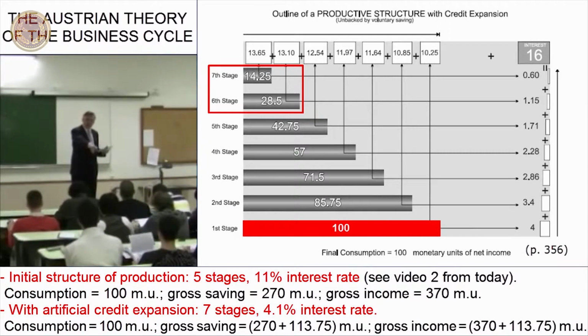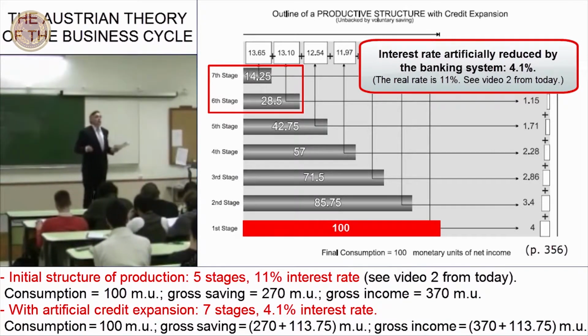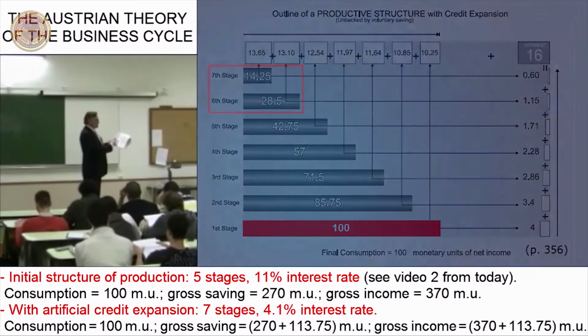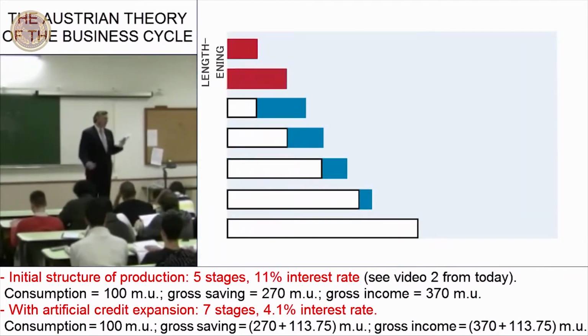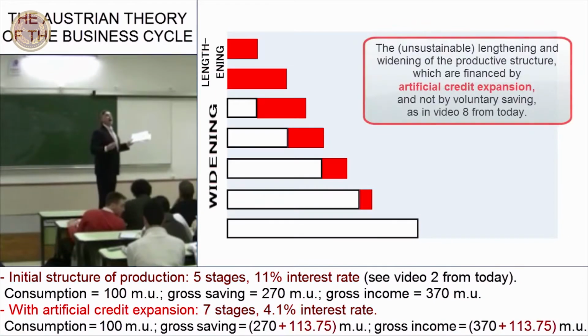What has happened to the interest rate? Look to the right. What is the interest rate? 4.1%. Banks have lowered the interest rate from 11% to 4.1%, precisely so they could grant people the newly created loans. How is it possible for 2 new stages to appear, and for the 3rd, 4th and 5th stages, right up to the stage before consumption, to become wider?